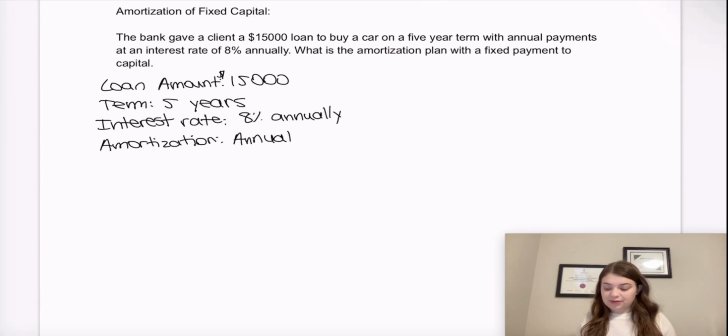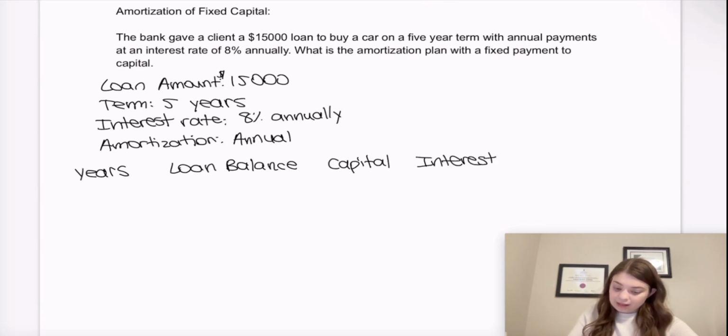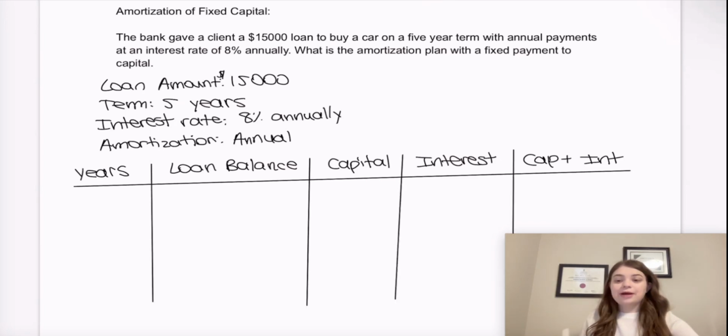So now I'm going to start preparing the amortization plan with a fixed payment to capital. So I'm going to write down the number of years, the loan balance during each year, the capital, the interest, and the capital plus interest in the last column. And I'm just going to draw some lines here to make a decently nice chart, hopefully. Okay, then for our number of years, we have 1 year, 2 years, 3 years, 4 years, and 5 years.